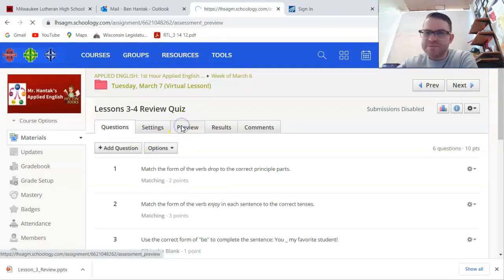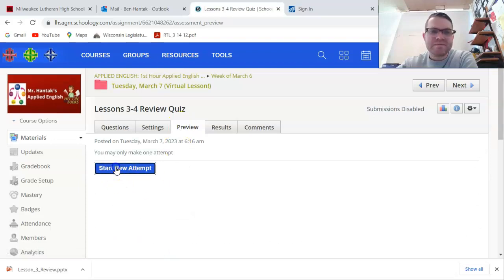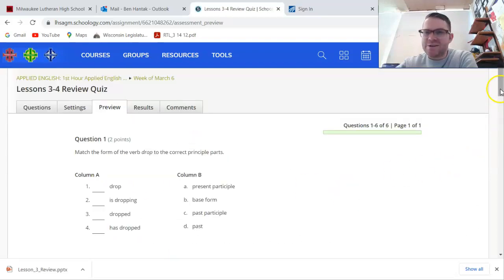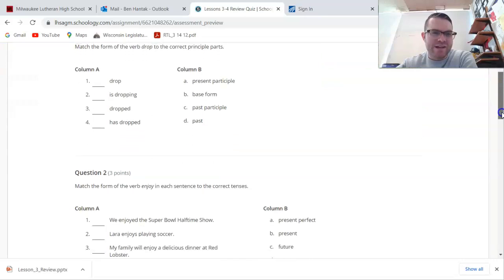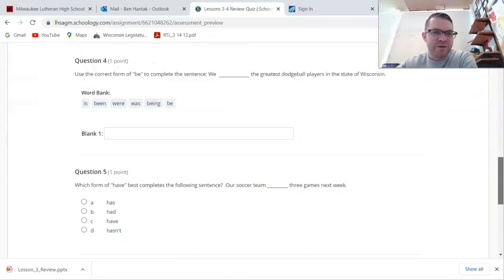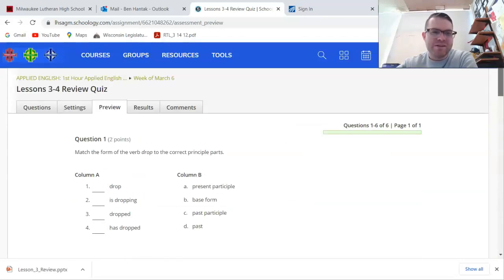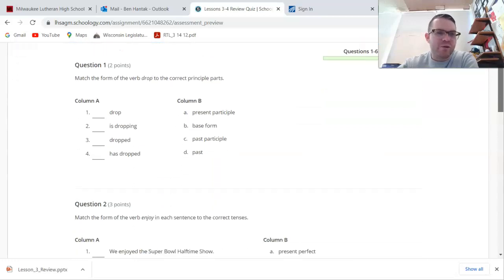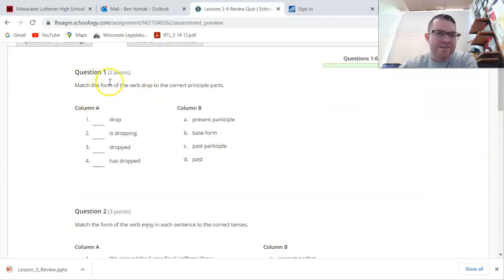And I'll click preview. So this quiz only has 6 questions on it. It's exactly 2 matching to start, 2 fill in the blank, 2 multiple choice, so some different ones as they go. The first 2 questions all have to do with tense. So for instance, question 1, match the form of the verb drop, that's the verb we're dealing with, to its principal parts. It's probably easiest to go in order. So like drop, for instance, is its base form, and then it becomes pretty easy to work through its past tense form, its participles, and so on.